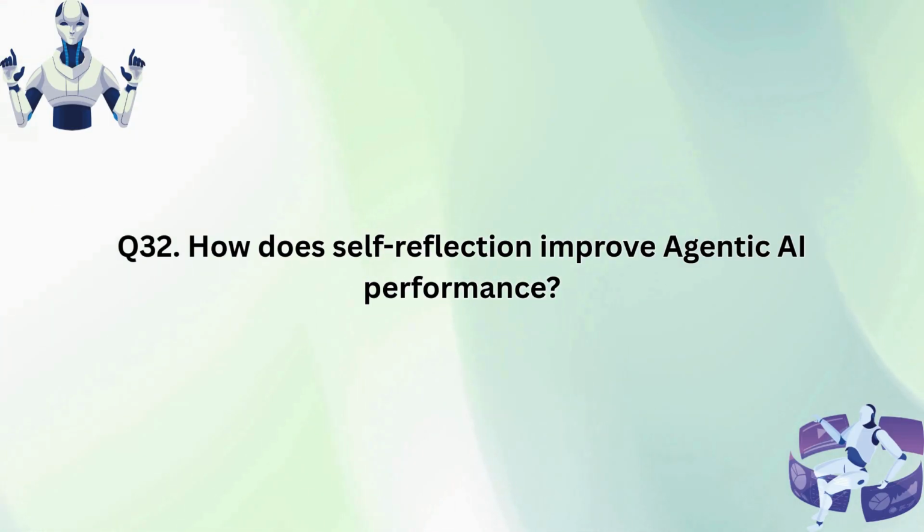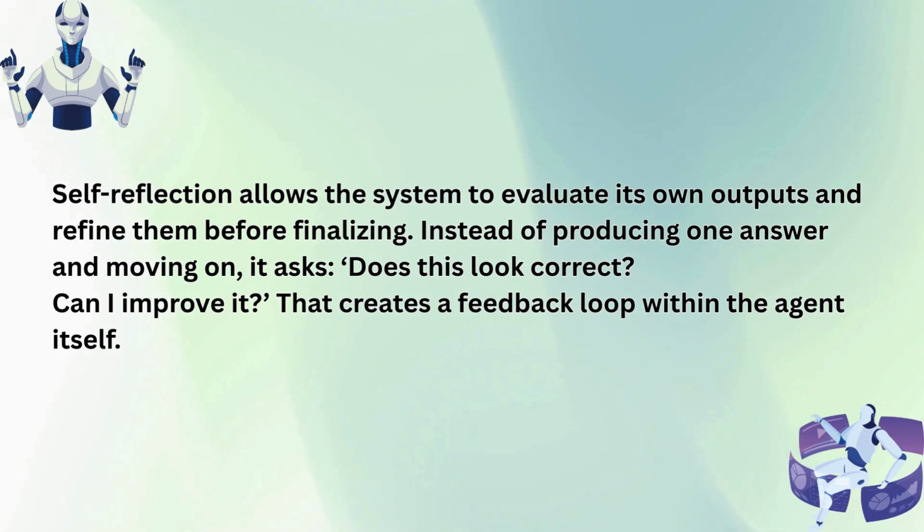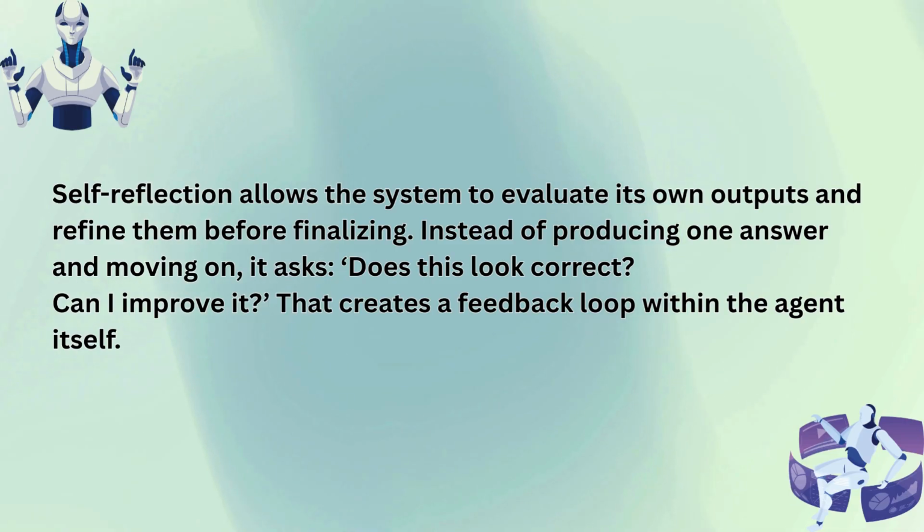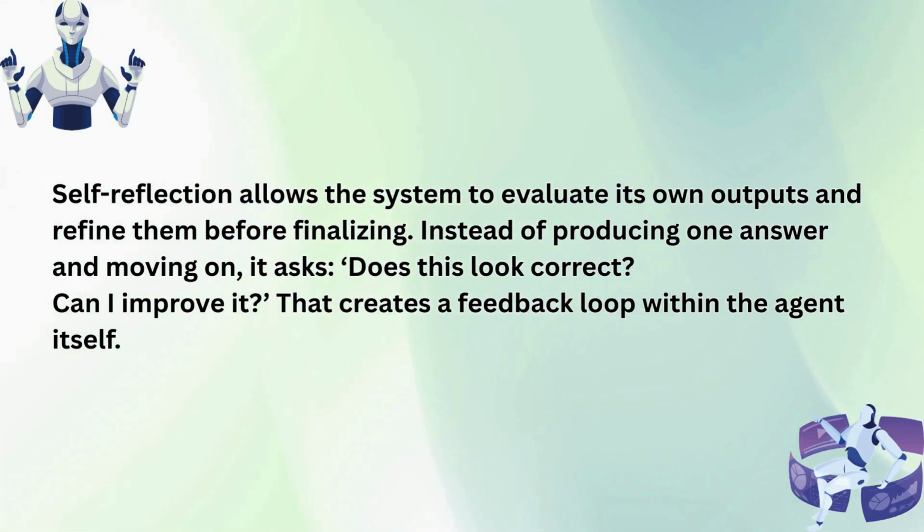How does self-reflection improve agentic AI performance? Self-reflection allows the system to evaluate its own outputs and refine them before finalizing. Instead of producing one answer and moving on, it asks, does this look correct? Can I improve it? That creates a feedback loop within the agent itself.